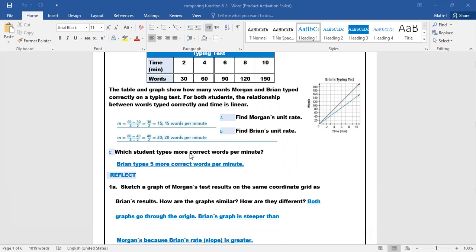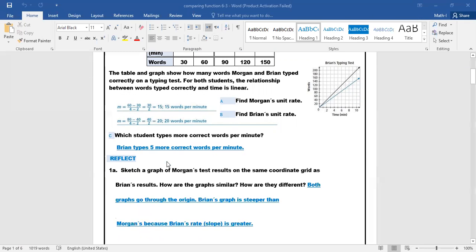Which student types more correct words per minute? In your opinion, which student typed more words per minute? Morgan or Brian? Brian, yes. Why? Because he can type 20 words per minute, and Brian types 4 more correct words per minute.